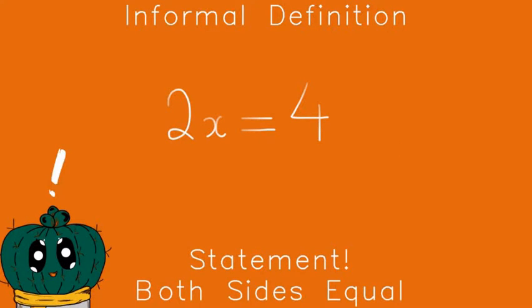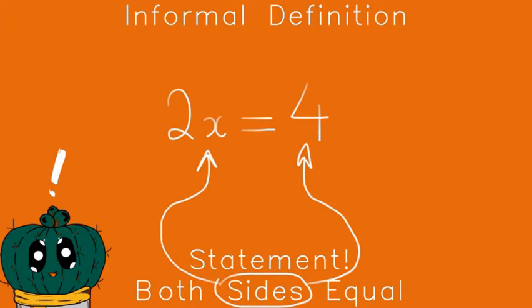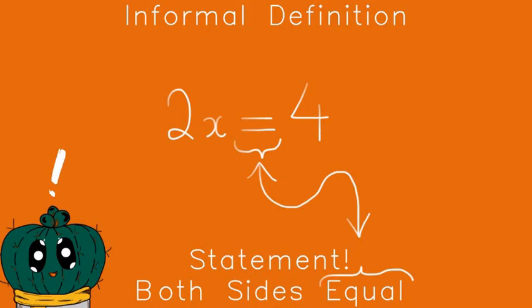An equation has two sides. As you can see, one side is the 2x part and the other is the 4 part. And equations say that these are equal. So 2x on the left hand side is going to be equal to 4 on the right hand side.